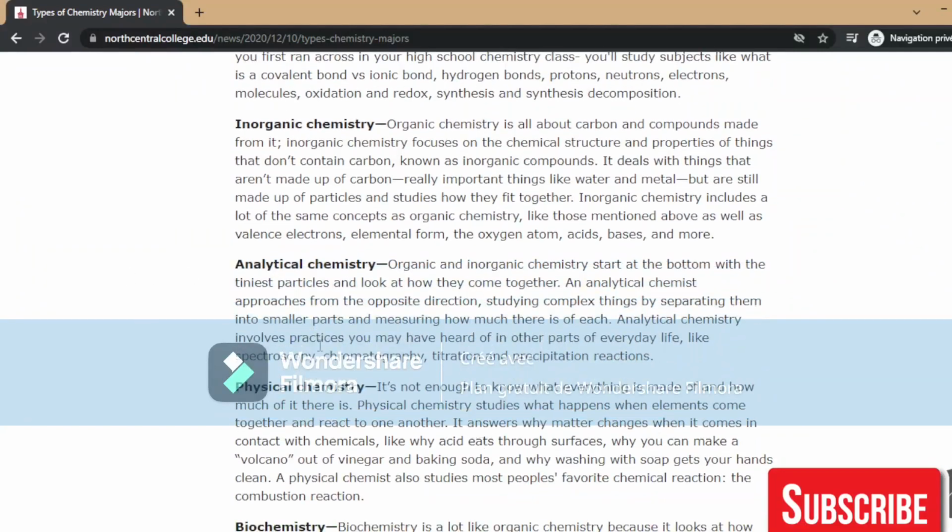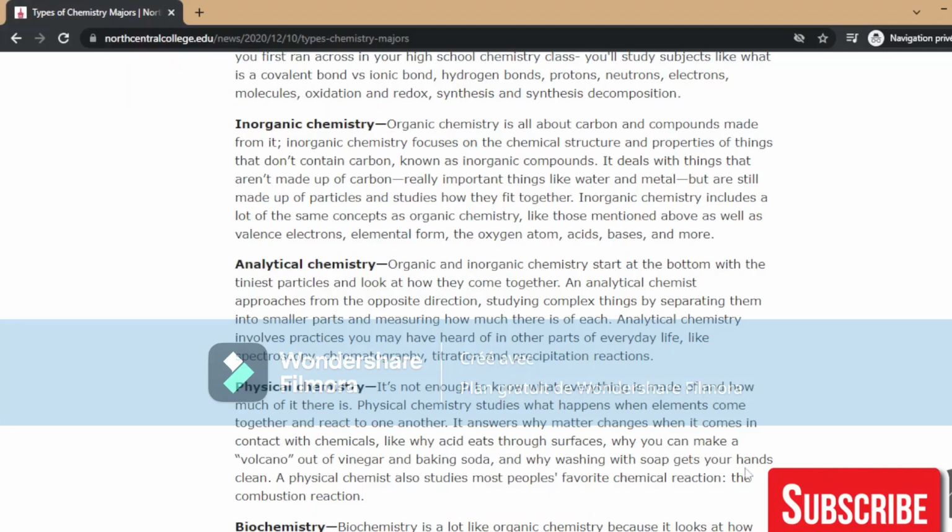The fourth type, which is physical chemistry. So it's not enough to know what everything is made of and how much of it there is. Physical chemistry studies what happens when elements come together and react to one another. It answers why matter changes when it comes in contact with chemicals, like why acid eats through surfaces, why you can make a volcano out of vinegar and baking soda, why washing with soap gets your hands clean.